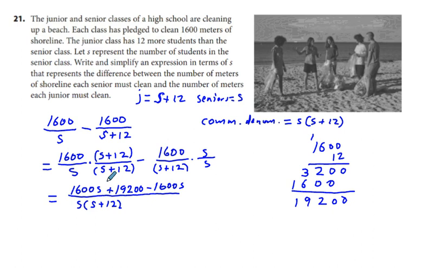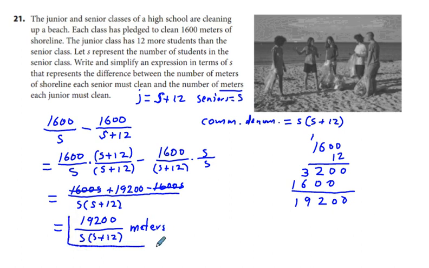And so what is going to happen here, my friends? 1600S minus 1600S. What are we left with? 19,200 over S times quantity S plus 12. And what are the units here? The number of meters will be meters. So this will be our answer, number 21.